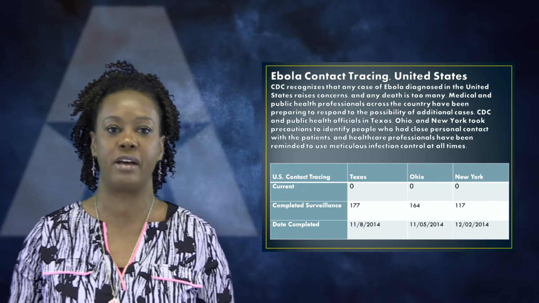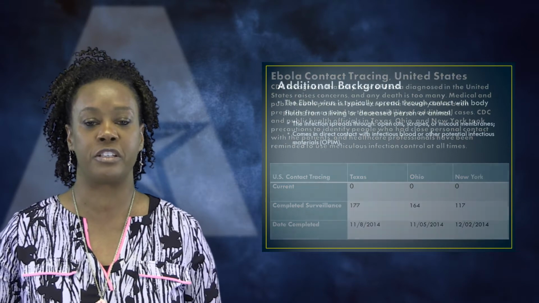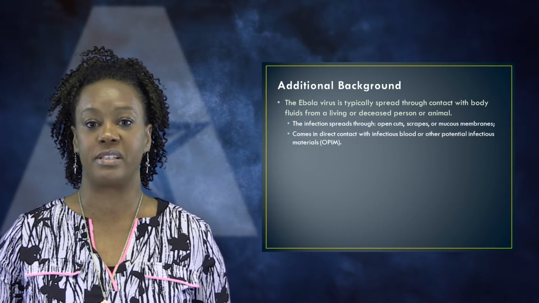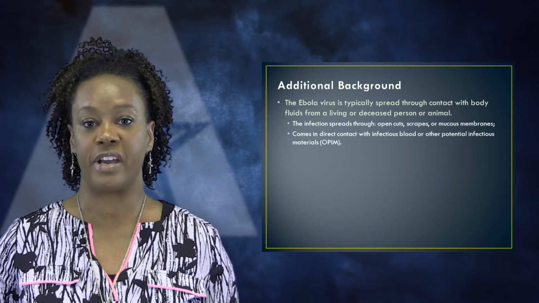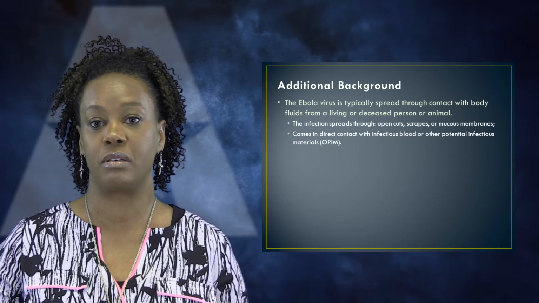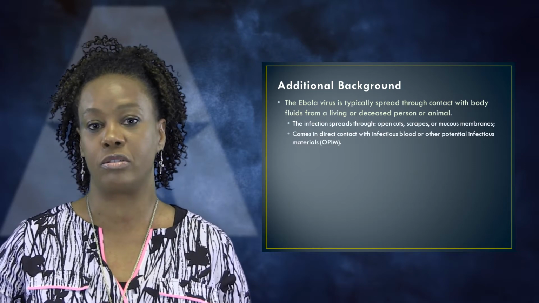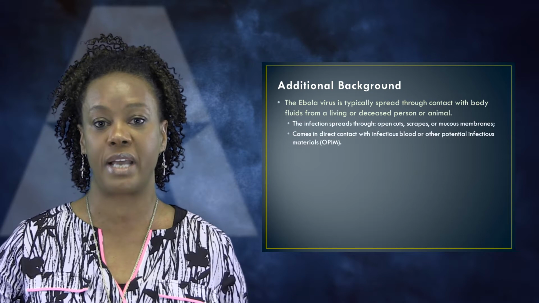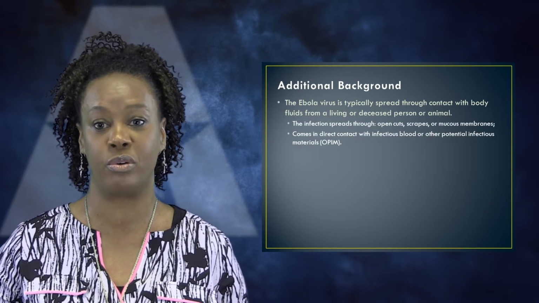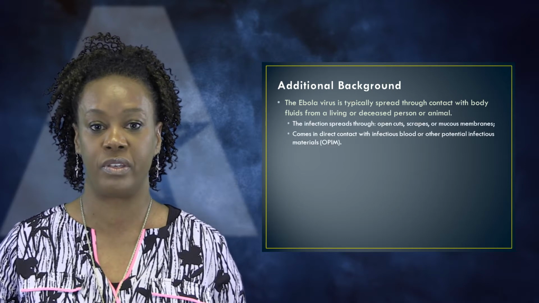Some additional background: the Ebola virus is typically spread through contact with body fluids from a living or deceased person or animal. The infection could occur through open cuts, scrapes, or mucous membranes. It also comes in if you come in direct contact with infectious blood or other potentially infectious materials.